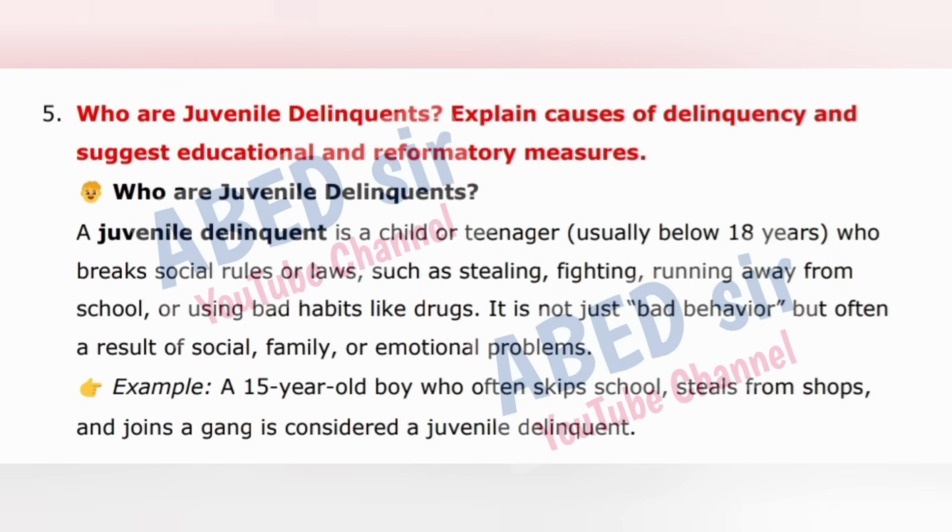Who are juvenile delinquents? Explain causes of delinquency and suggest educational and reformatory measures. Who are juvenile delinquents? A juvenile delinquent is a child or teenager, usually below 18 years, who breaks social rules or laws, such as stealing, fighting, running away from school, or using bad habits like drugs. It is not just bad behavior but often a result of social, family, or emotional problems. Example: a 15-year-old boy who often skips school, steals from shops, and joins a gang is considered a juvenile delinquent.